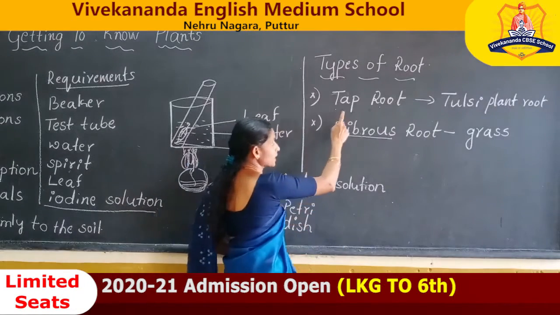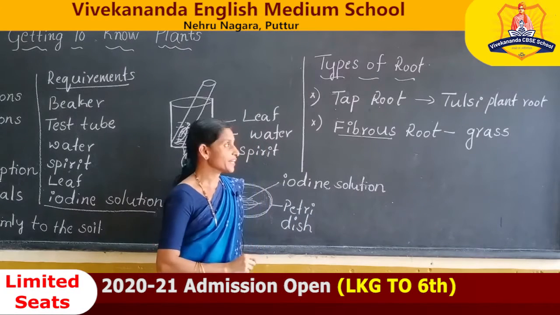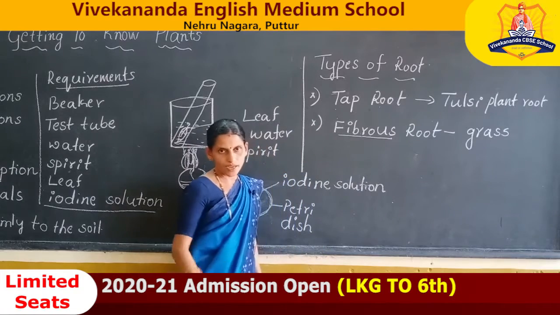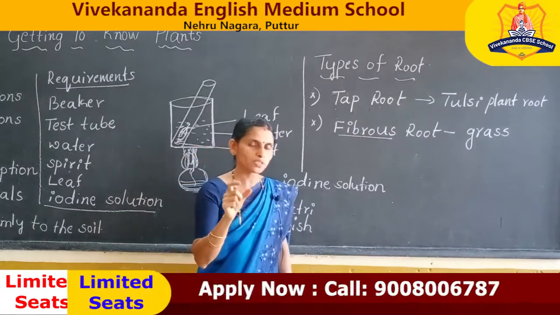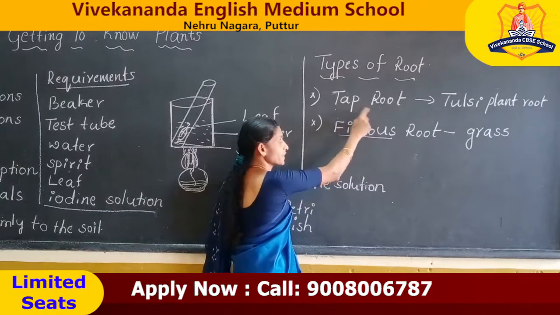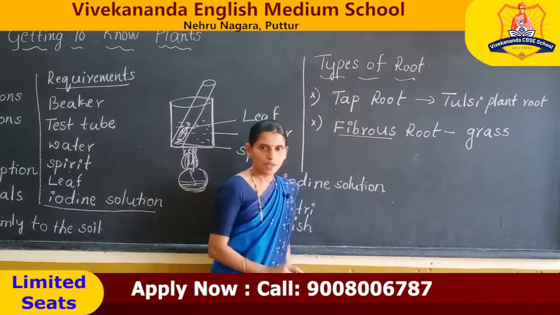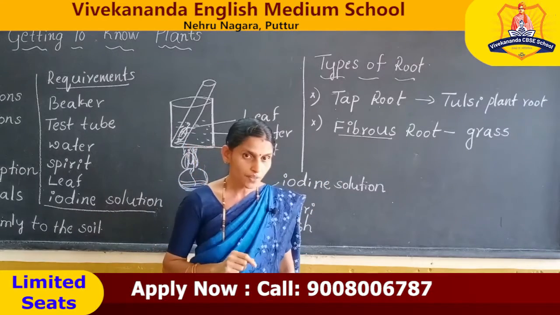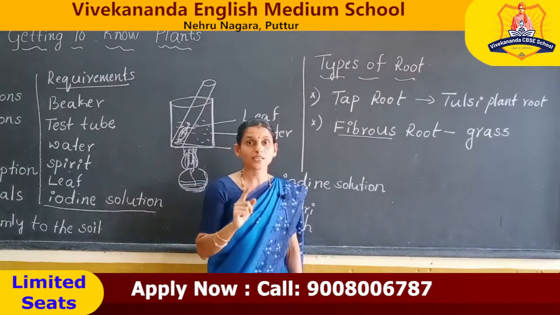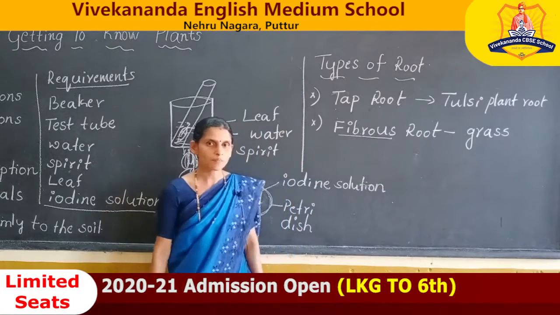Here the plant which has a taproot system shows reticulate venation. I have written here the example of tulasi plant and one more, hibiscus plant, that shows reticulate type of venation. That means the plant with taproot always has reticulate venation. And one more, fibrous root, I have shown now, grass plant. You can remember what is the type of venation in the leaf of grass. It is parallel venation. So a plant with fibrous root always has parallel venation.